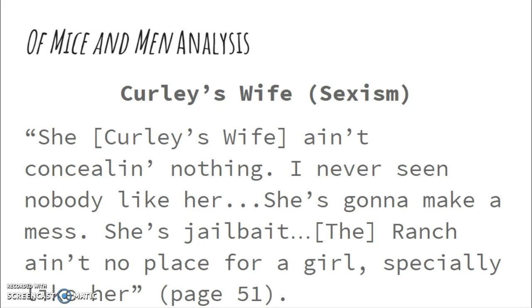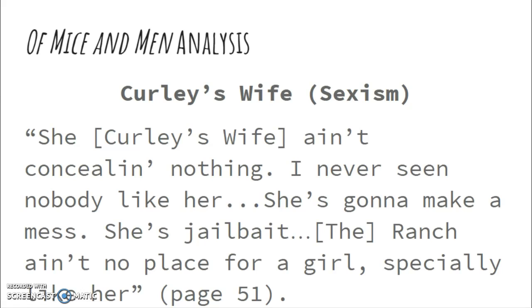On page 51, "She ain't concealing nothing. I never seen anybody like her. She's gonna make a mess. She's jailbait. Range ain't no place for a girl, especially like her." This is a quote from George, and George treats Curly's wife as though she is a harlot. She has no other identity other than basically a sexual identity.